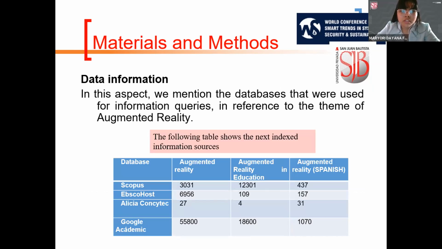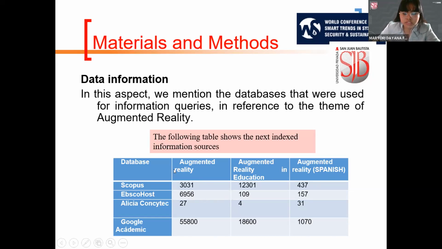Data information. In this aspect, we mention the databases that were used for information queries in reference to the theme of augmented reality. The following table shows the index information sources. Scopus: augmented reality 3031, augmented reality in education 12,301, augmented reality in Spanish 437. EBSCOhost: augmented reality 6,956, augmented reality in education 109, and augmented reality in Spanish 157. Alicia Concytec: augmented reality 27, augmented reality in education 4, and augmented reality in Spanish 31.